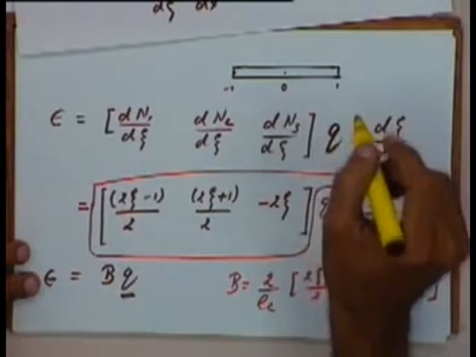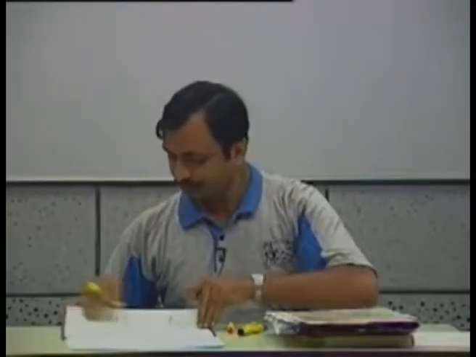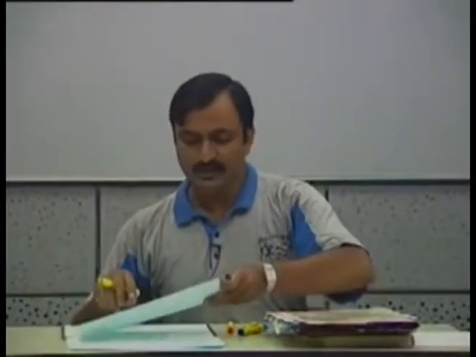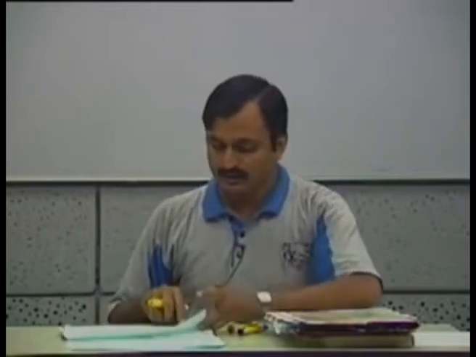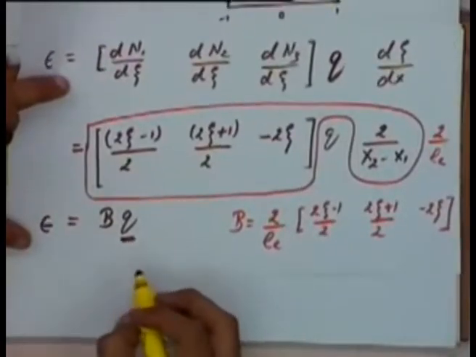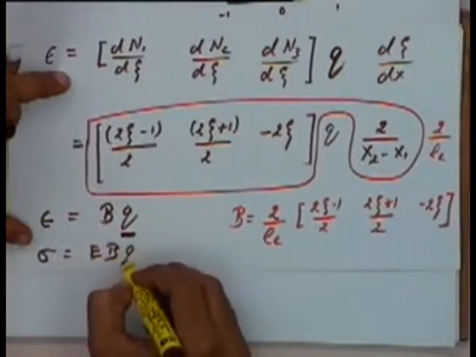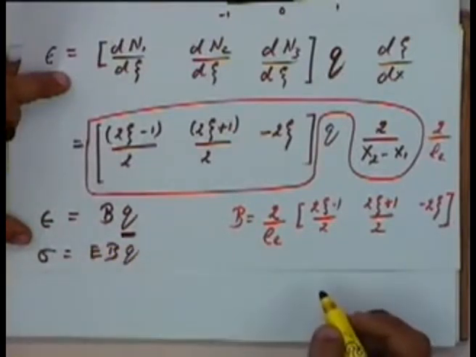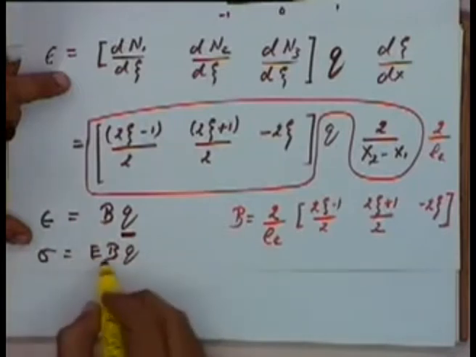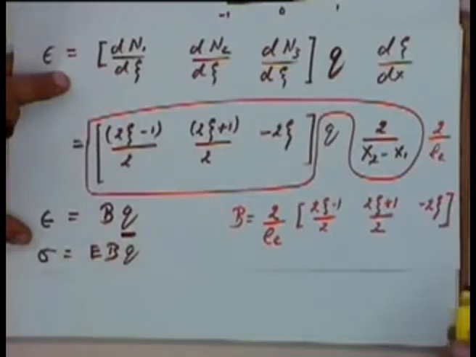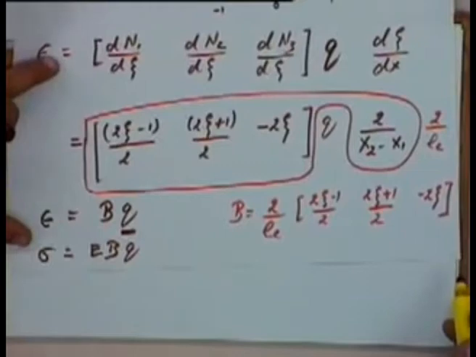Once we have an expression for epsilon, we can immediately get the expression for sigma, which is nothing but E times B times Q, where sigma is the stress, which is Young's modulus multiplied by the strain.